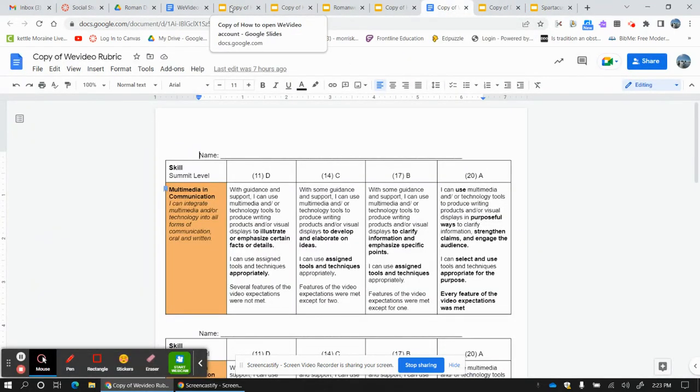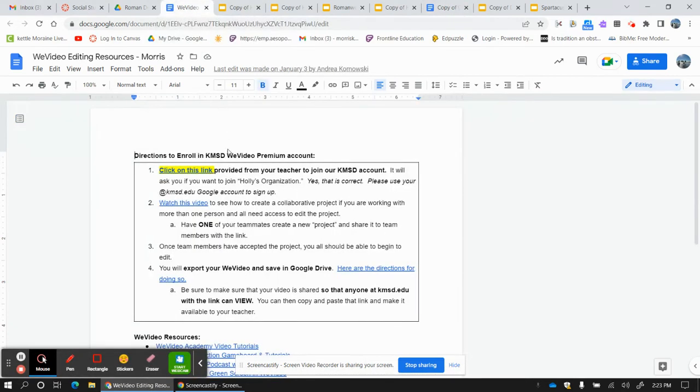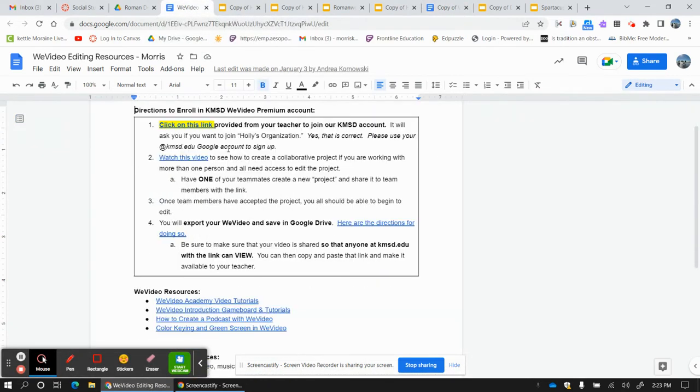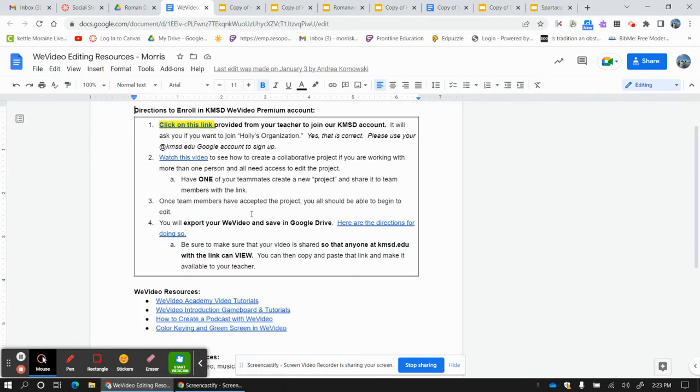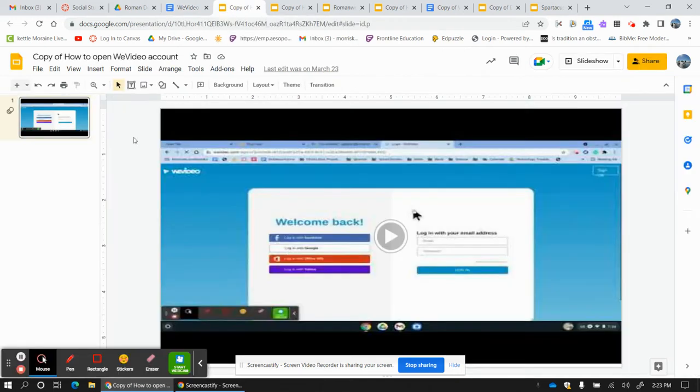The first thing you're going to do is you're going to get this video link right here that'll walk you in on how to get into WeVideo. Follow the directions, read what this says. Here are the directions for doing so. Then this short video, how to open an account. You're going to play this, which is only about 2 minutes long. It will show you exactly how to log into a WeVideo.